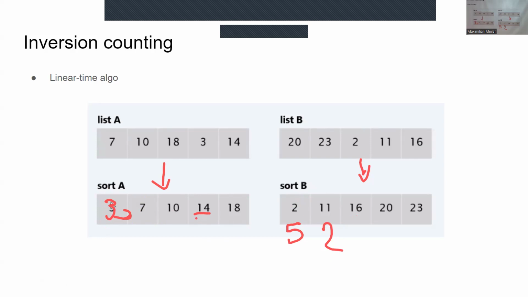So then we can continue. The 16 is fine with the 14. The 16 does conflict with the 18, which means 1 inversion, and then nothing else conflicts. So we would have 8 inversions total between the 2 lists. So that's how we count the inversions. And you can see that actually finding the values in between is linear time.